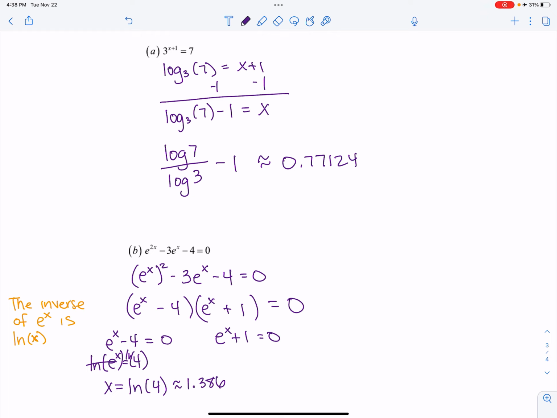Now if we solve the other guy, e to the x plus 1, that leaves me with e to the x equals negative 1. I do the same thing. If I take the natural log of both sides, then I'm left with x equals the natural log of negative 1. I want you to pause it right now and put that in your calculator. What's the natural log of negative 1? It can't do it. It's not going to give us one. So that's not an answer. Here we've got our x. Happy day.